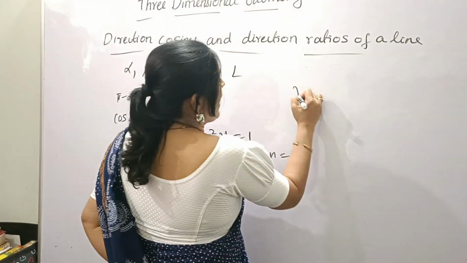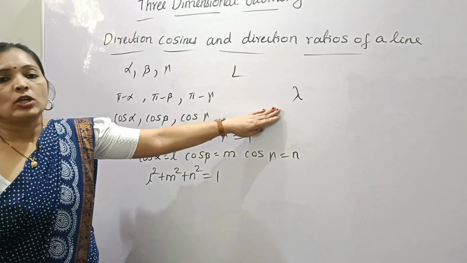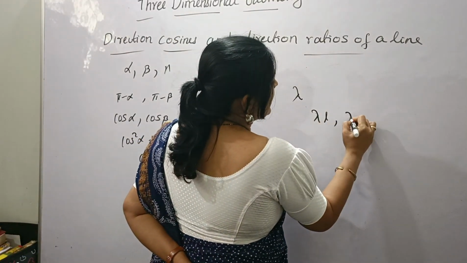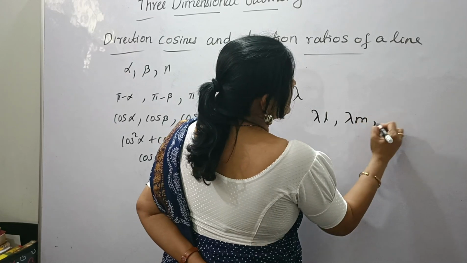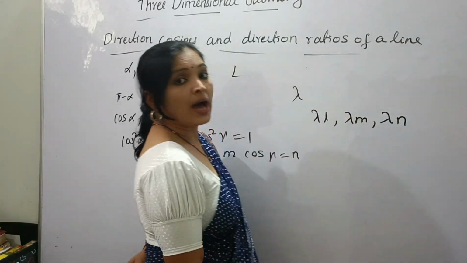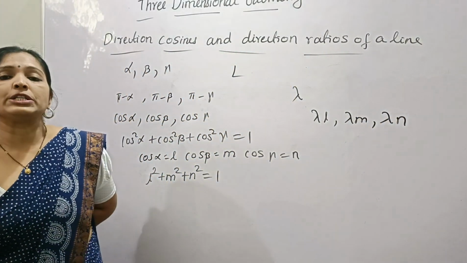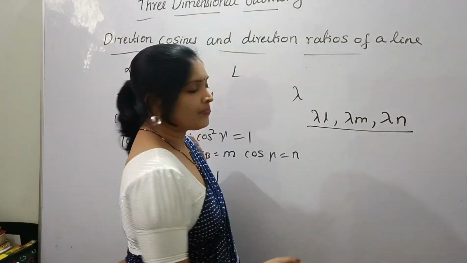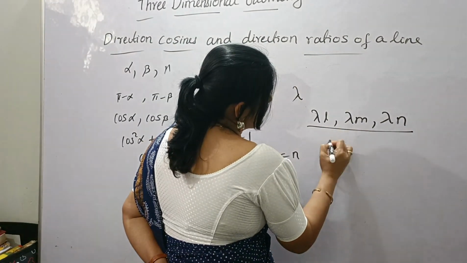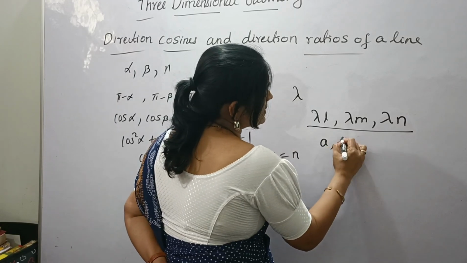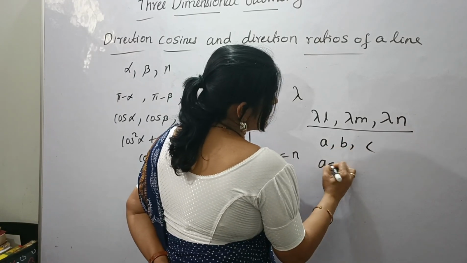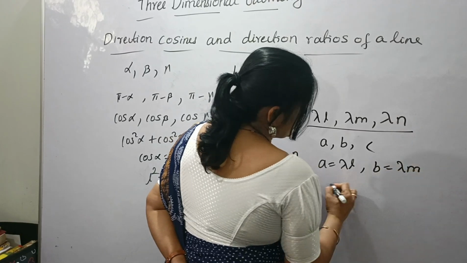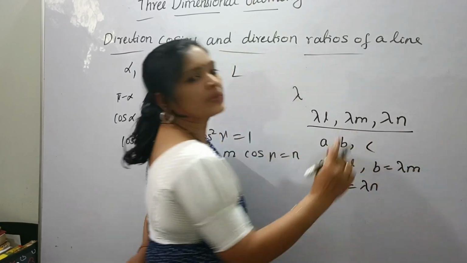Let lambda be a non-zero scalar, then lambda l, lambda m, lambda n are the direction ratios of a line, and here we represent the direction ratios as a, b, c. Here a is equal to lambda l, b is equal to lambda m, c is equal to lambda n.